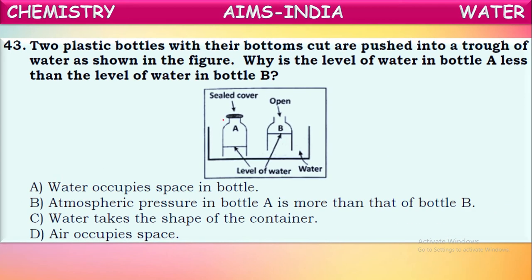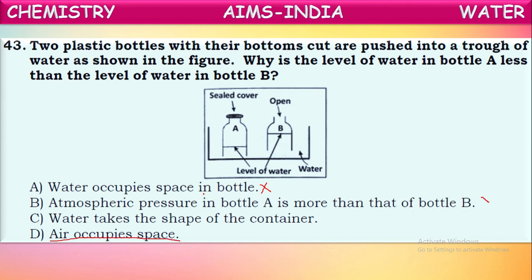They're asking here. See the options. Water occupies a space in the bottle. Yes, of course water occupied the space here, but it is not the correct reason. Why is water not entered into bottle A? For this, it is not the correct answer. Atmospheric pressure in bottle A is more than that of bottle B. No. Water takes the shape of the container. Of course, it is a correct statement only. But here, it is not the correct reason for this question. What is the correct reason?